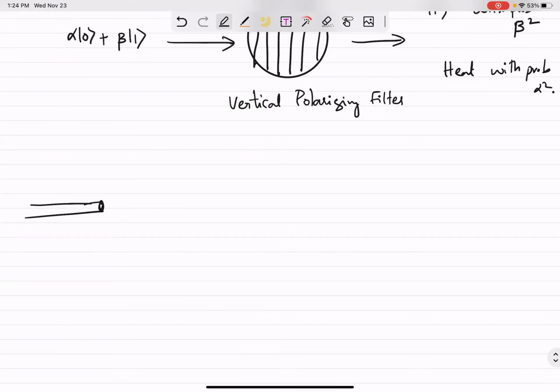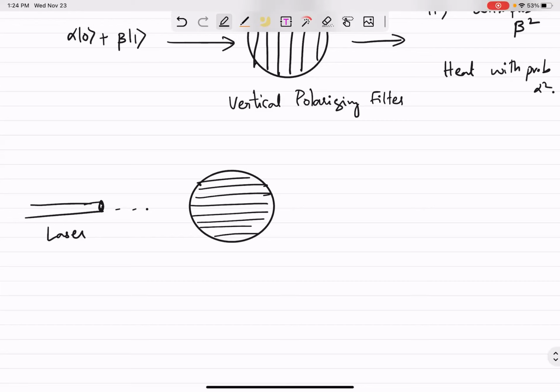Imagine I do this experiment, using a laser, just shooting things through. This is 100% brightness. What should you expect here? About 50%, right? Half of the time, since things are all random, you go to heat, and half of the time you actually let the photon through.